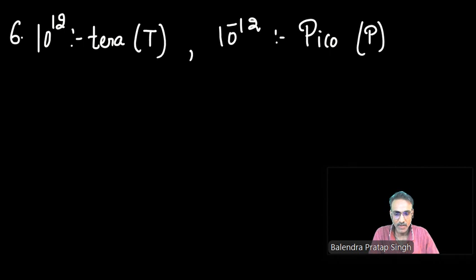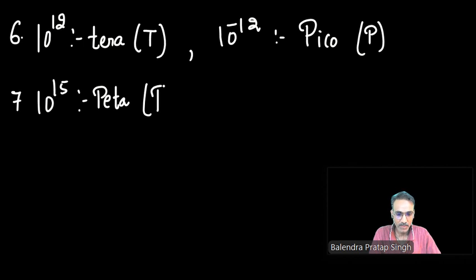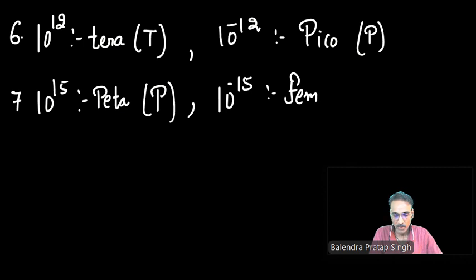And the next one is 10 raised to the power 15, and the prefix we use for that is peta, and the symbol we use is capital P. And again, 10 raised to the power minus 15 we call femto, with the symbol small f. These are almost the highest and lowest multiples.